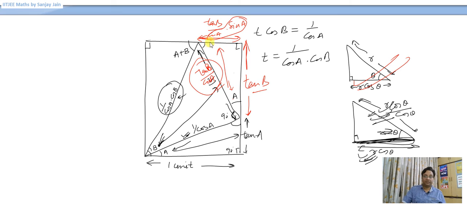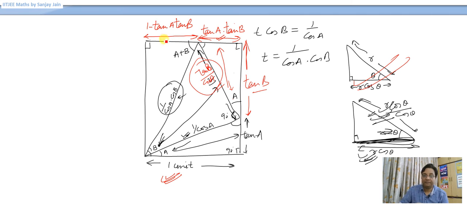So let me do that. I am erasing these things so that the diagram remains comprehensible. Otherwise it will become very messy. So this is tan A tan B, right? This length here is 1 unit. So what can you say about this remaining length? This is 1 minus tan A tan B, right? This complete length is 1 unit and this segment was tan A tan B. So remaining length is 1 minus tan A tan B.